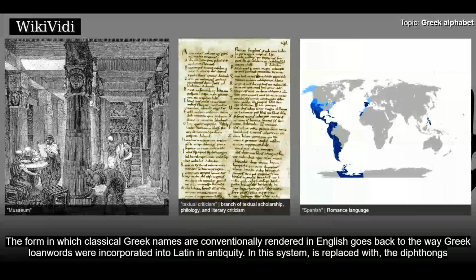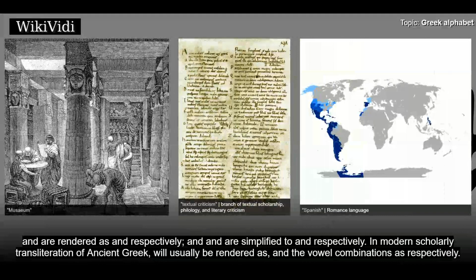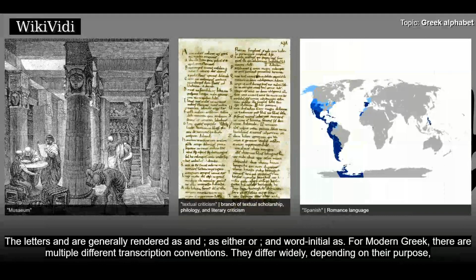In this system, is replaced with the diphthongs, and are rendered as and respectively, and are simplified to and respectively. In modern scholarly transliteration of ancient Greek, will usually be rendered as, and the vowel combinations as respectively. The letters and are generally rendered as either or, and word initial as.